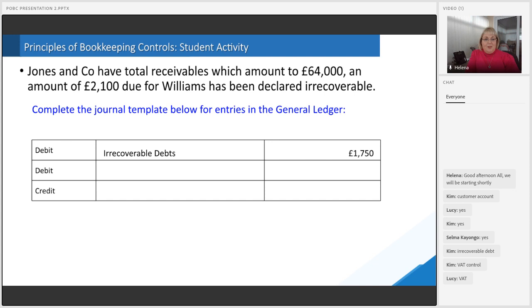Excellent, guys. Well done. Perfect. Certainly does. I can recover that VAT. I need to debit the VAT. And last but not least, the credit entry. Balancing up my journal. Where does that go, guys? What account am I going to credit?